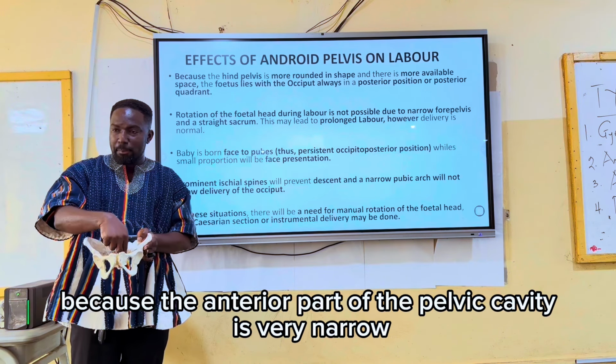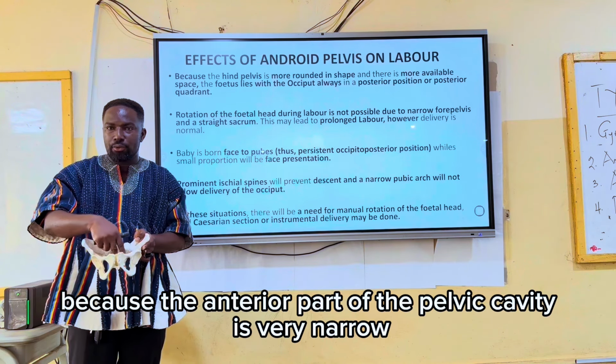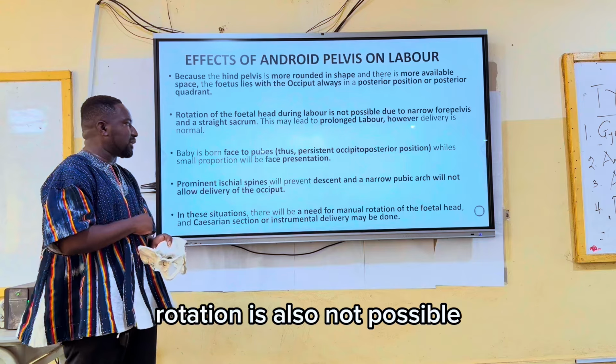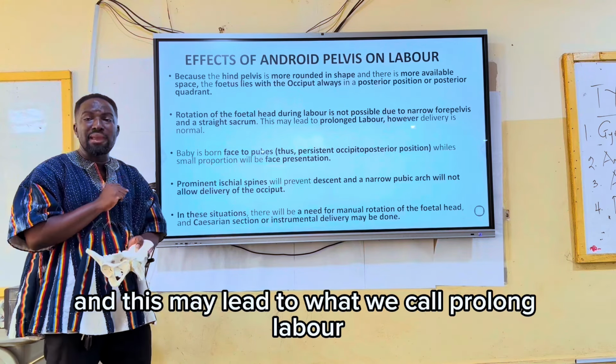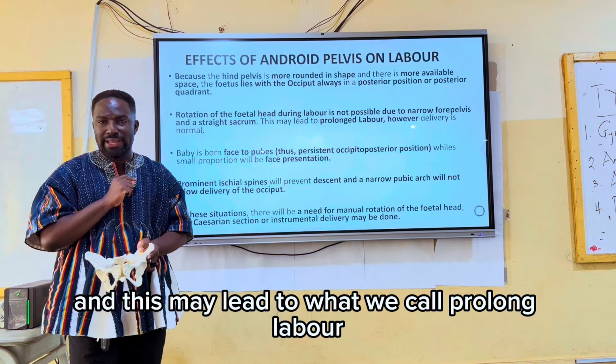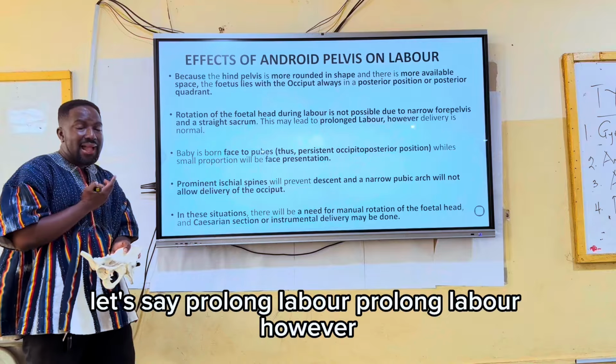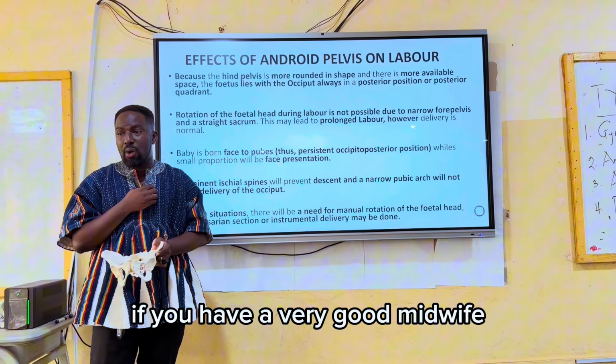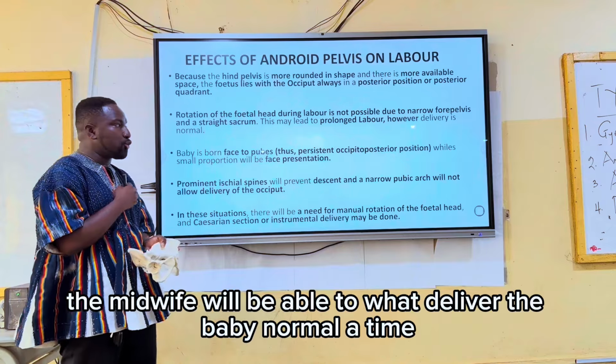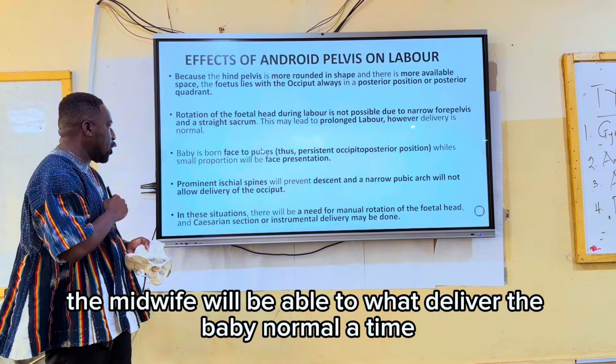Because the anterior part of the pelvic cavity is very narrow, rotation is also not possible. And this may lead to what we call prolonged labor. However, if you have a very good midwife, the midwife will be able to deliver the baby normally.